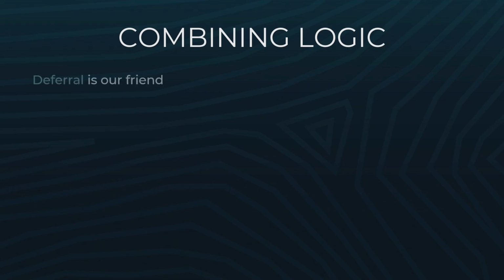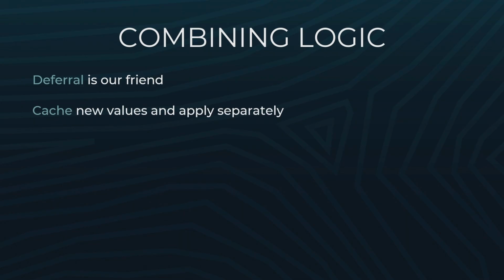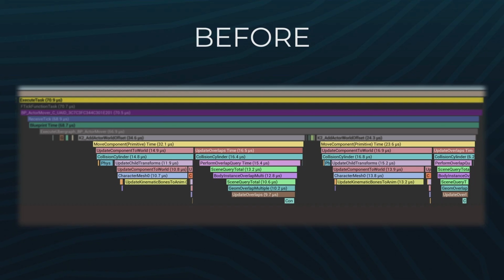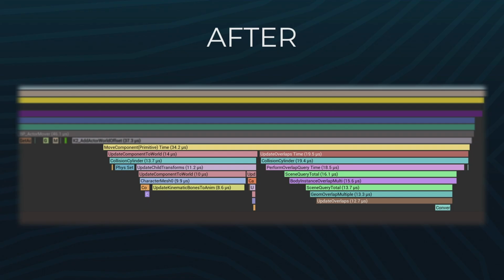So to combine that, we'll look at deferral. Instead of directly setting the movement and the new location every time we do that movement, we'd cache these all into a single value so that we modify that value, and then we set it at the end of the frame, or whenever makes the most sense for your game. And that means we're only running that logic once, and only when it's needed. So we can combine these 2 events, where we're setting 2 different movements, into one, just by combining that and deferring it a bit later in the frame.